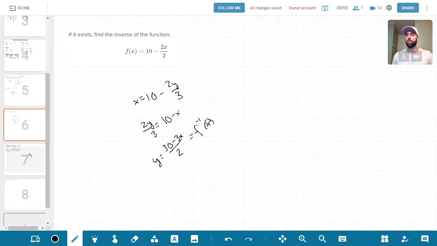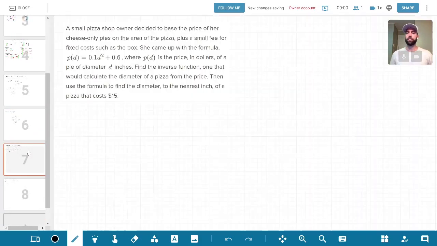We'll move down to a word problem. A small pizza shop owner decided to base the price of her cheese-only pies on the area of the pizza, plus a small fee for the fixed costs, such as the box. She came up with the formula P(d) equals 0.1 d squared plus 0.6, where P(d) is the price in dollars of a pie of diameter d inches. Find the inverse function, one that would calculate the diameter of the pizza from the price. Then use the formula to find the diameter, to the nearest inch, of a pizza that costs $15.